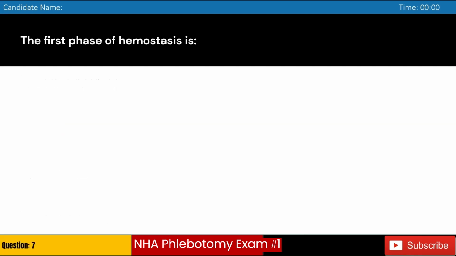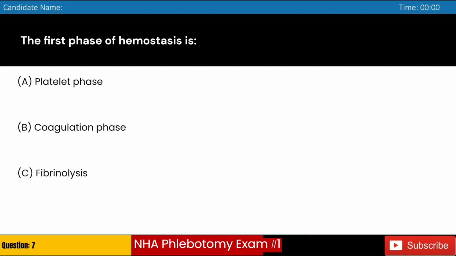The first phase of hemostasis is: A. Platelet phase. B. Coagulation phase. C. Fibrinolysis. D. Vascular phase. Answer D. The vascular phase is the initial reaction to blood vessel injury, causing it to constrict.